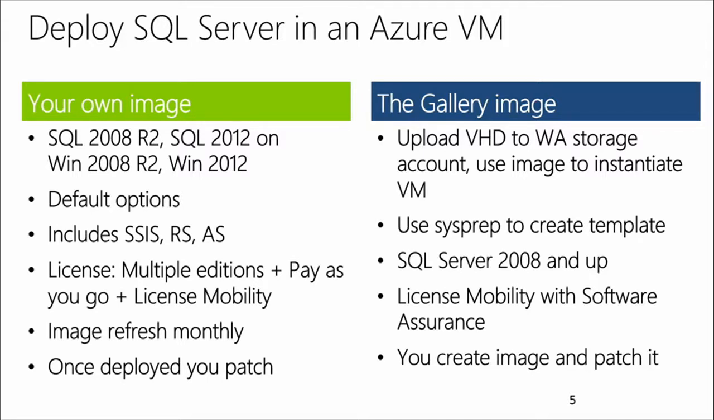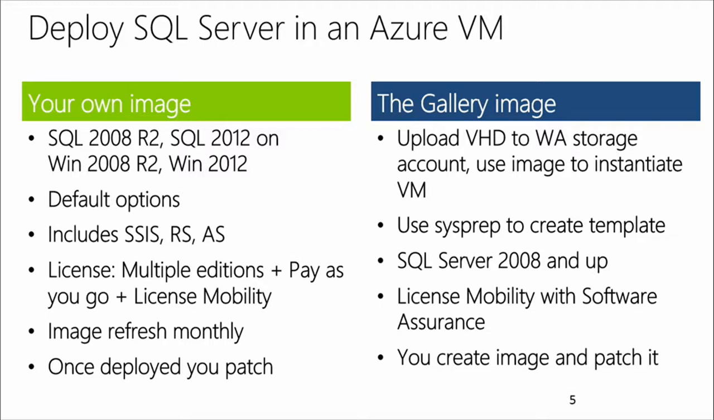And for the other choices with a gallery image, you don't have any options available at deployment time, so all options are enabled by default. But this has both good and bad sides. The good side is that you don't need to choose anything. You just deploy your image and everything is ready to go for you. And that includes everything, for example, Analysis Services, RS or SSIS.